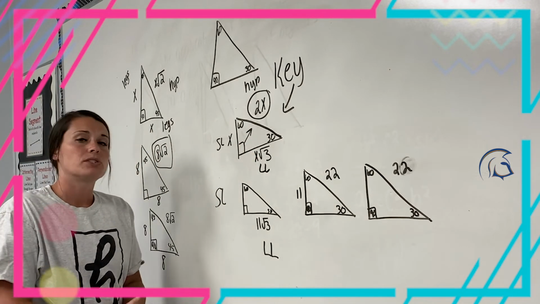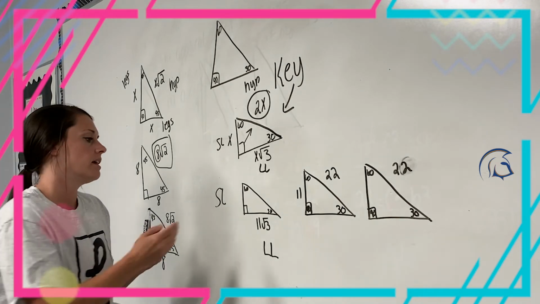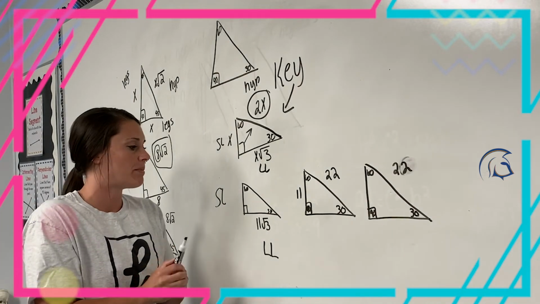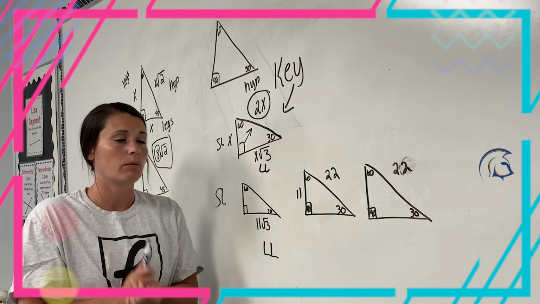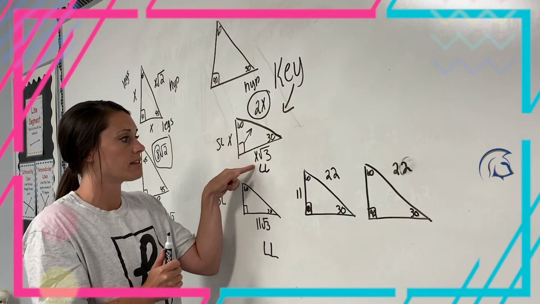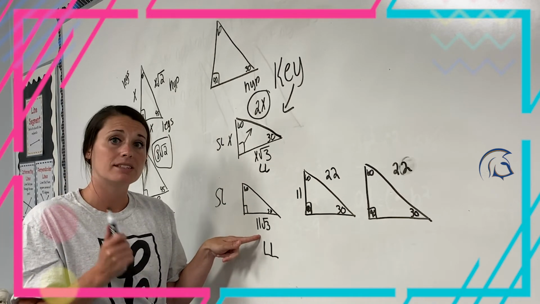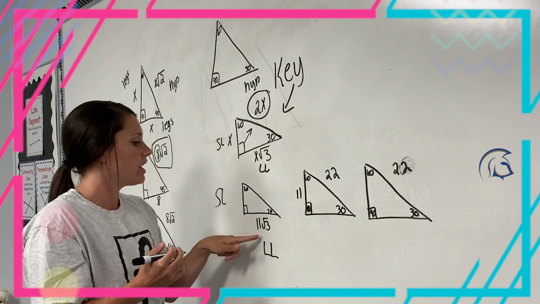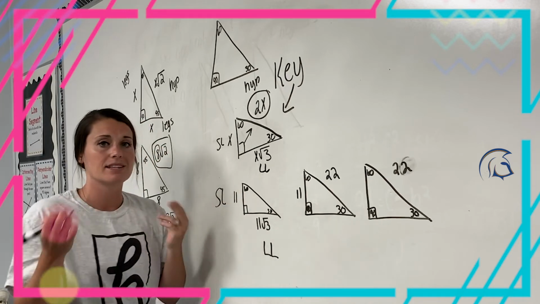All right, so we know our long leg. Our long leg is 11 square root of 3. Okay, how am I going to find x with 11 square root of 3? Well, look back at your key. Your long leg is x square root of 3. So whatever is here is x. So x is 11. Where do I put 11? On my short leg, because my short leg is x.